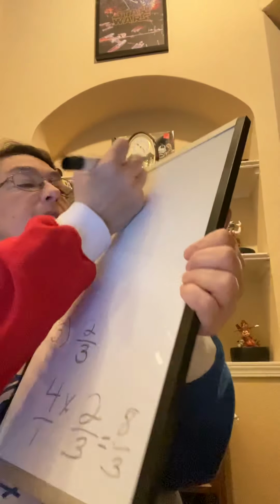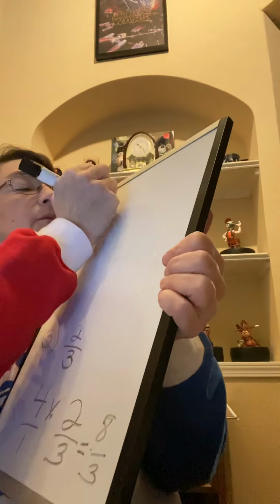So I've got 8. Oh, this one's giving up too. Huh? It's okay. All right. So I've got 8 over 3.